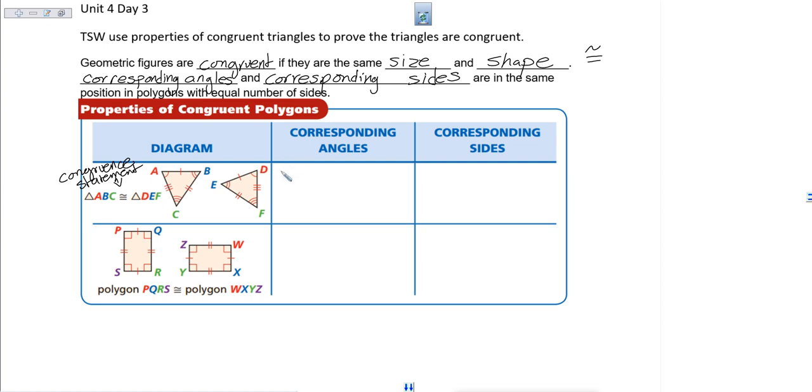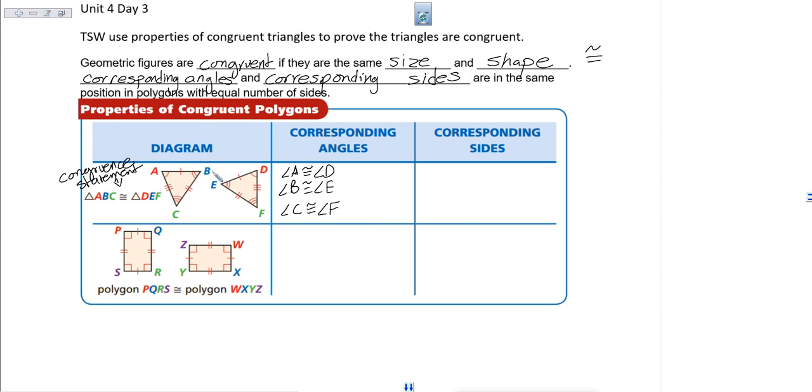That means that for our corresponding congruent angles, angle A is congruent to angle D because they both have one set of arc marks. We also know that angle B is congruent to angle E because they have two sets of arc marks. And we know that angle C is congruent to angle F because they have three sets of arc marks.